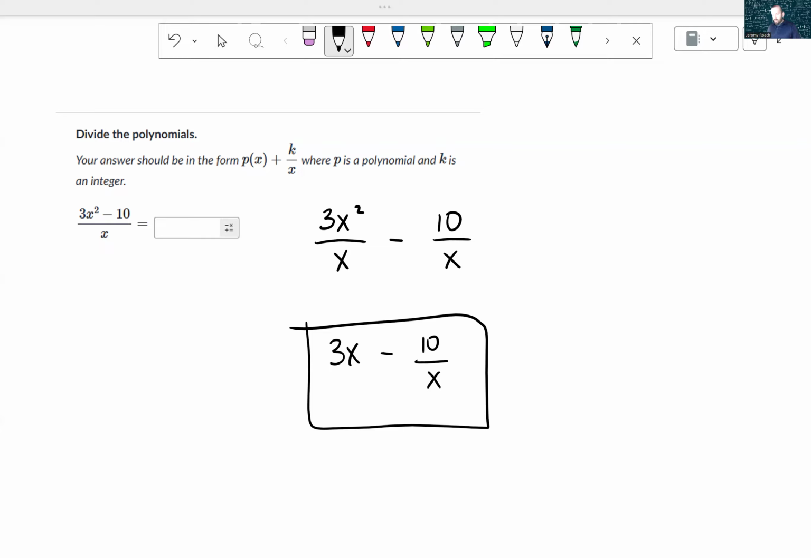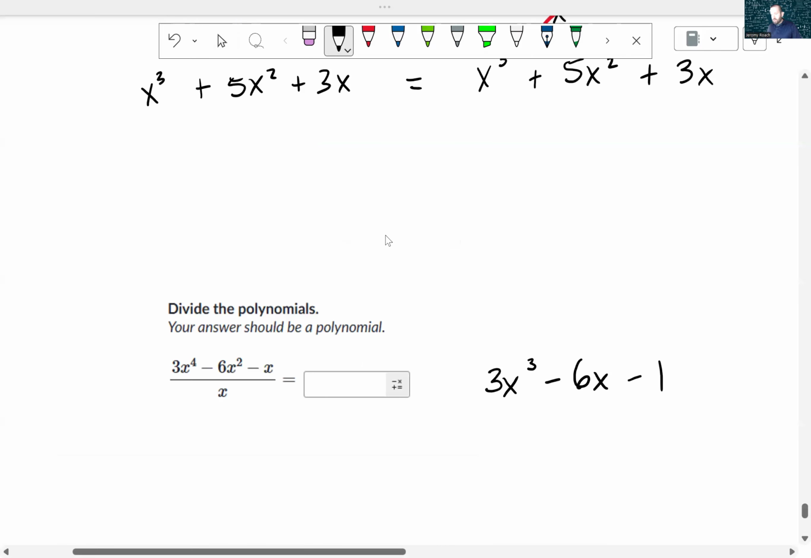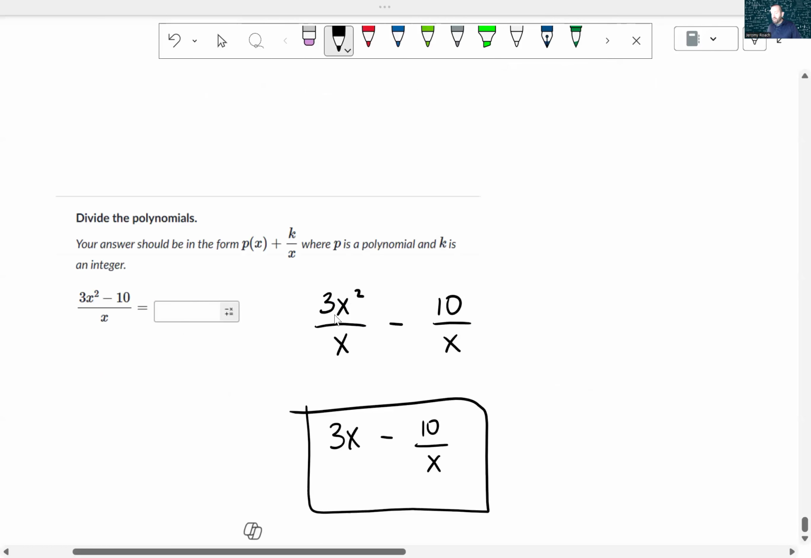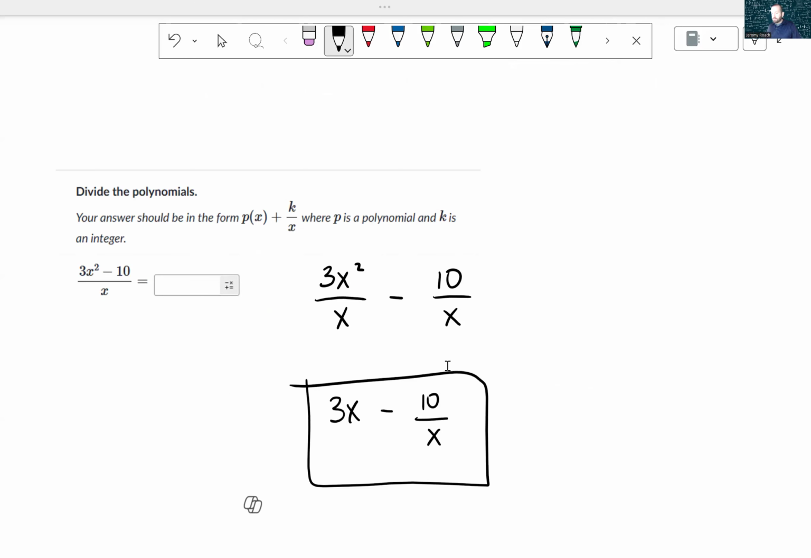So again, you can solve these first ones in a couple different ways. You can find greatest common factor. You can just divide by the terms separately. And this is what it looks like when you divide the terms separately. So you can write it out like that, or you can just do all mental math if you want to.